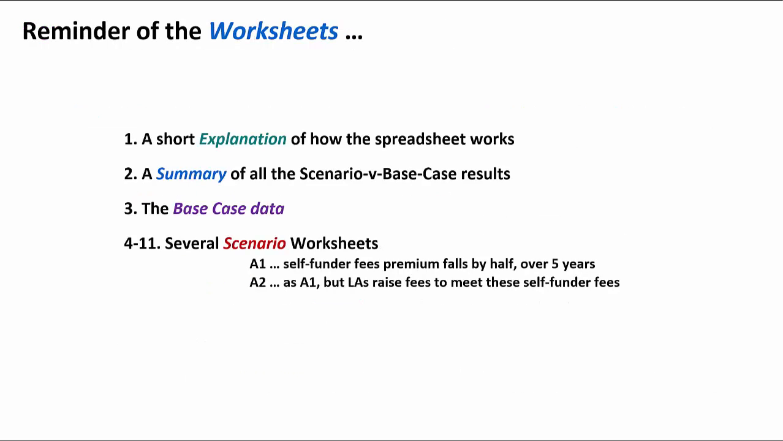Now, just a reminder of the worksheets that are in this file. The first worksheet is a short explanation of how the spreadsheet works. The second worksheet is that summary I just mentioned about, which does the comparison of all the scenarios against the base case results. Worksheet 3 is the base case data, which we're now going to modify to reflect whatever you want it to reflect for your particular local authority. And then worksheets 4 to 11 are the variety of scenario worksheets that we set up.